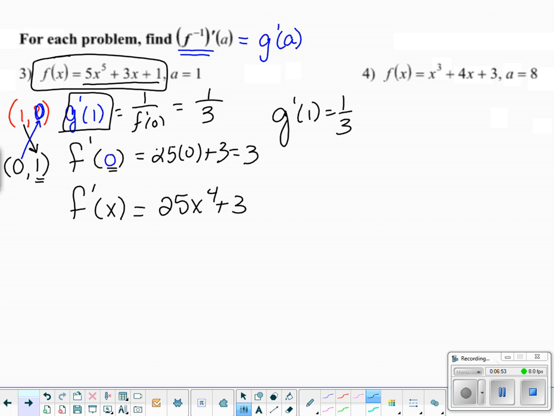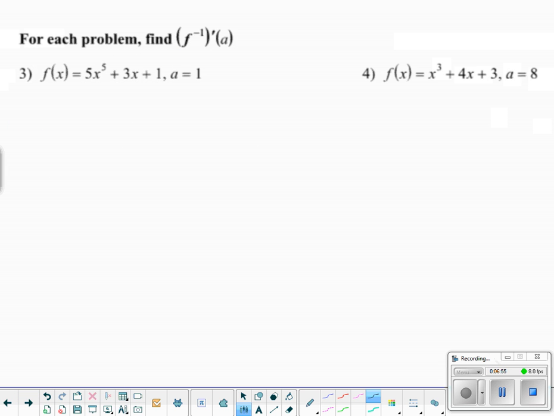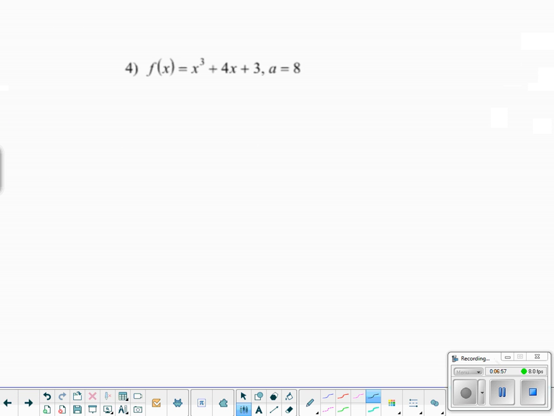Let's move to problem 4. Problem 4, what do we got? F of x equals a cubic, and we're at a equals 8. Okay, so I'm going to set up g of x is equivalent to f inverse of x. I want to know g prime of 8.